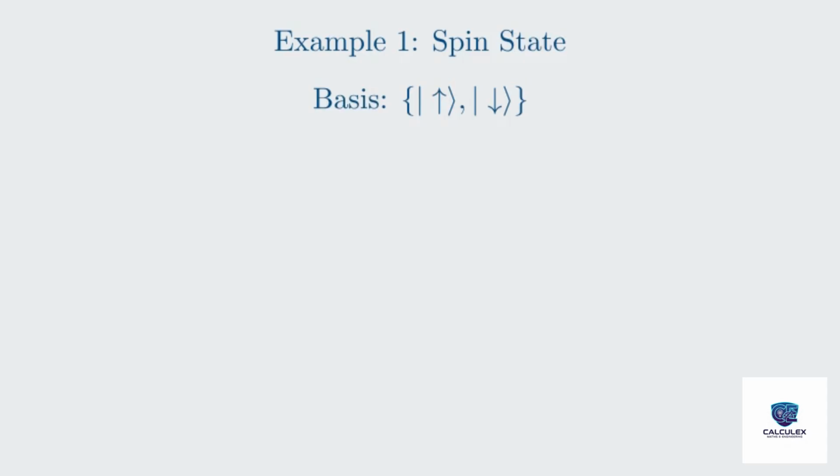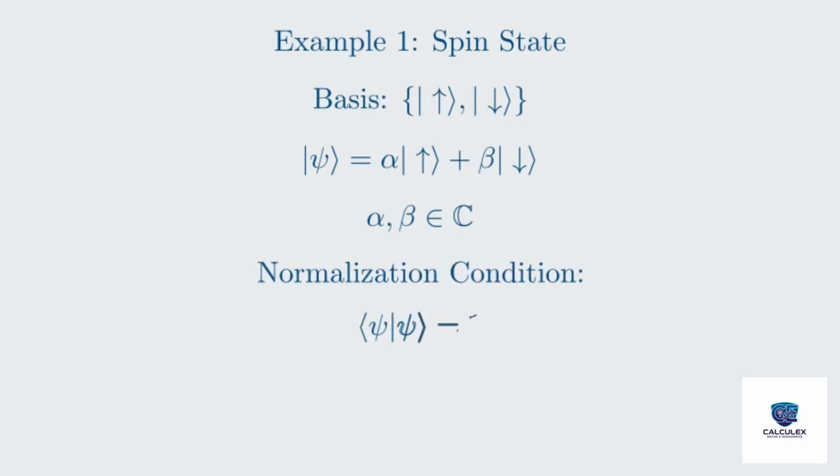A general state, |ψ⟩, can be written as a linear combination of these basis states. It equals a coefficient alpha times |↑⟩, plus a coefficient beta times |↓⟩. Here alpha and beta are complex numbers. A key rule is that the state vector must be normalized. This means the square of its length must be 1. The norm squared, or the inner product of the state with itself, must be 1. This leads to the condition that the magnitude squared of alpha plus the magnitude squared of beta must equal 1. This condition ensures that the total probability of finding the particle in any state is 1.